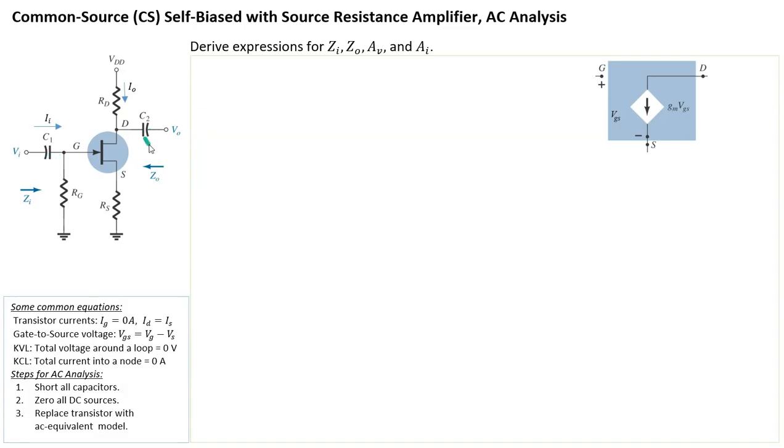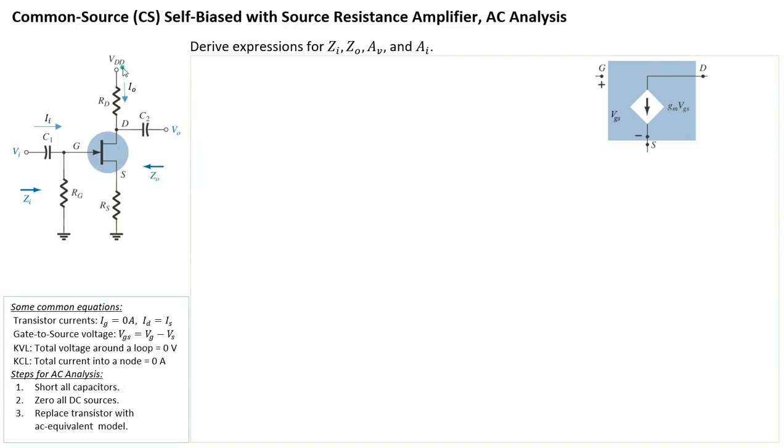You have to zero all DC sources. In this case, it's only one, VDD. That will become 0 volts, which means it's connected to ground. And then finally, we replace the device, which is this JFET here, with an AC equivalent model, which is over here. A very simple model. It has only one dependent current source, gm VGS, where VGS is the gate to source voltage. So let's have a look at the right-hand side of the JFET.